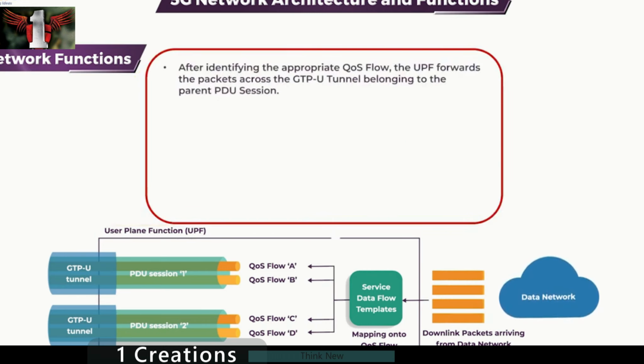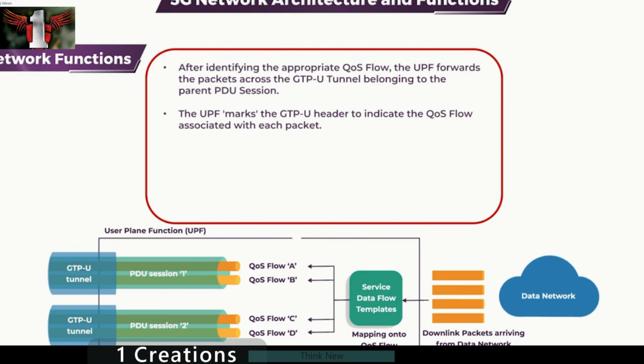After identifying the appropriate QoS flow, the UPF forwards the packet across the GTPU tunnel belonging to the parent PDU session. There is one GTPU tunnel per PDU session rather than one GTPU tunnel per QoS flow. The UPF marks the GTPU header to indicate the QoS flow associated with each packet. That is, the QoS flow identity, QFI, is included within the GTPU header.